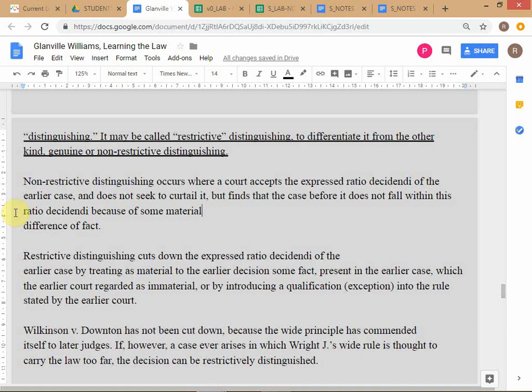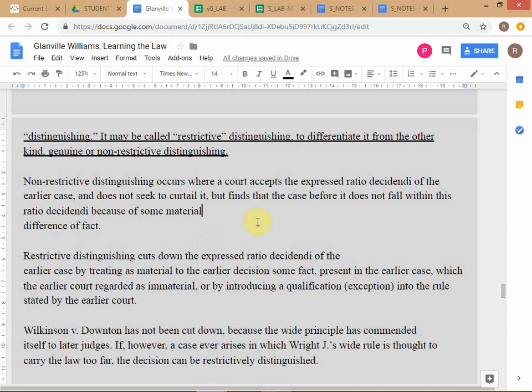These kinds of things. So the non-restrictive distinguishing is easier to do and is more common, where you have to try and show that there is a difference in material facts between the two cases. Whatever the other party is citing as a precedent, you would argue that it cannot be applicable in this case, because there is a material fact in this case which was not present in the other case, or vice versa. So you try to show that the material facts of your case are different from the material facts of the case that is being cited as a precedent.